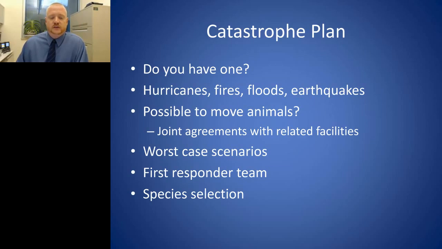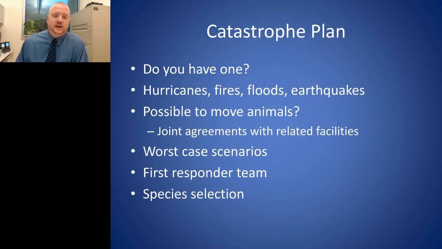One option is to move animals. We're very fortunate with hurricanes that we typically have a few days or even a week's notice. So we can have joint agreements with related facilities across the state, both north and west of us. Depending on the track of the storm, we would be able to move some large animals, or large fishes, I should say, to other facilities should we have an impending hurricane. There are not many facilities south of us because we're at the bottom of Florida, but we do have some agreements with related facilities.